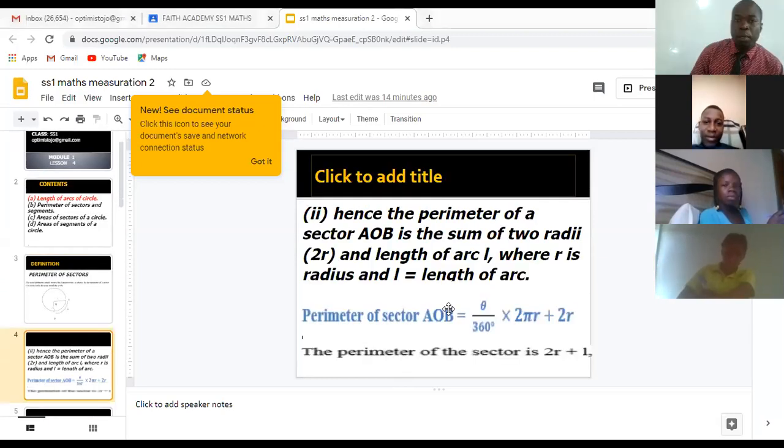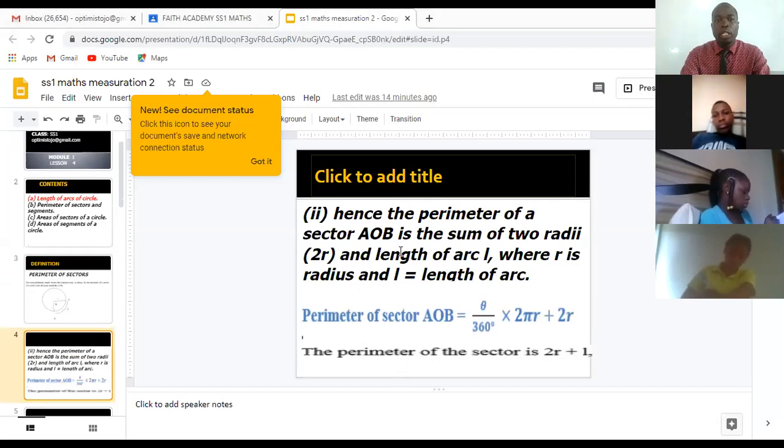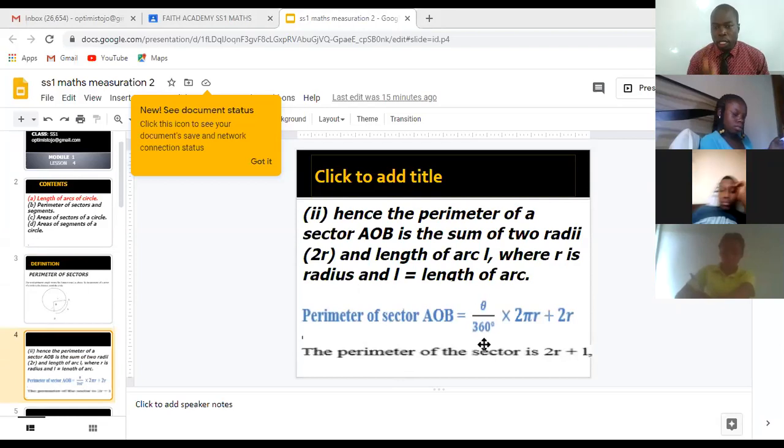Now, hence, the perimeter of a sector AOB is the sum of the two radii and the length of an arc. Can you see what I'm telling you? You can't calculate the perimeter of a sector without calculating the length of the arc. So we have learned how to calculate the length, and today is just for you to calculate the length and add 2r to it. So the perimeter of a sector is 2r plus L. Is that okay?